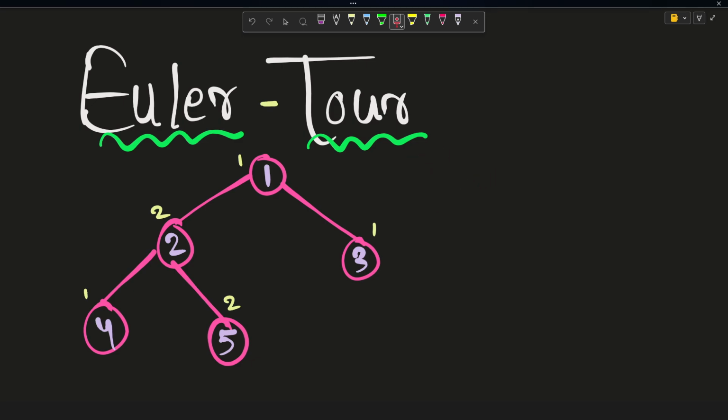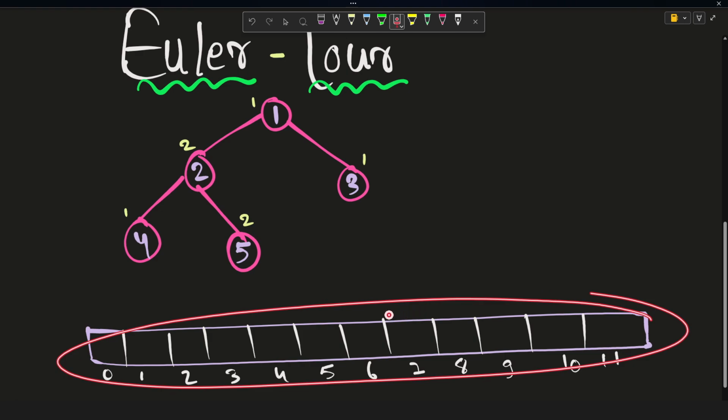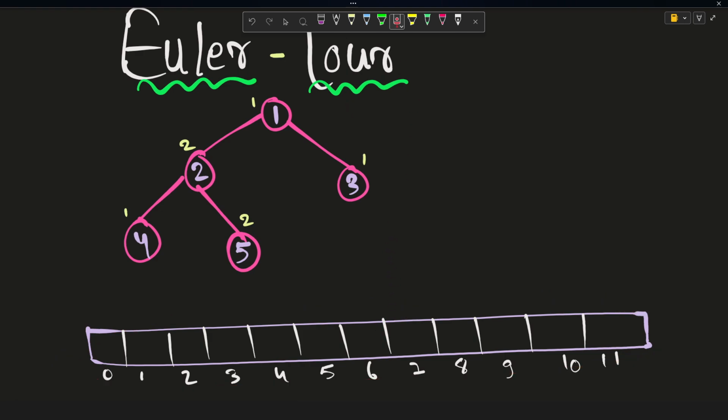I will discuss a particular type of Euler tour in which each node of the tree is visited exactly twice, right? And since I will be using one-based indexing here, and the total number of nodes given in the question is n, I will take the size of my array as 2n plus 1. So this is my Euler tour array. Since I will be using one-based indexing, the 0th index will be of no use to us. We will only start from the first index.